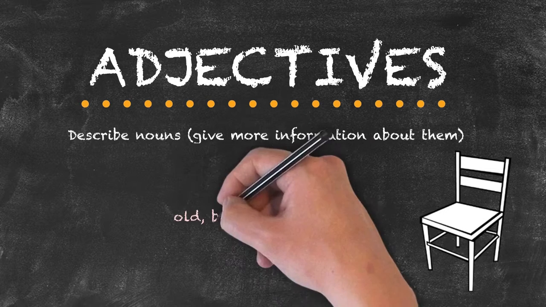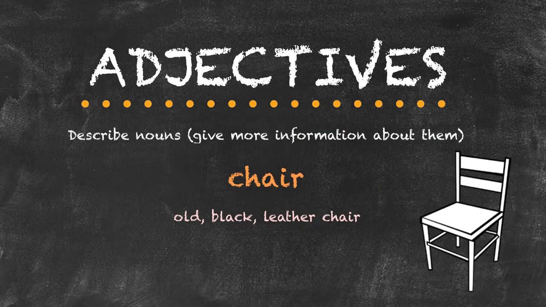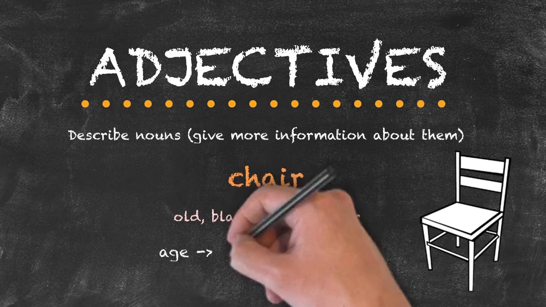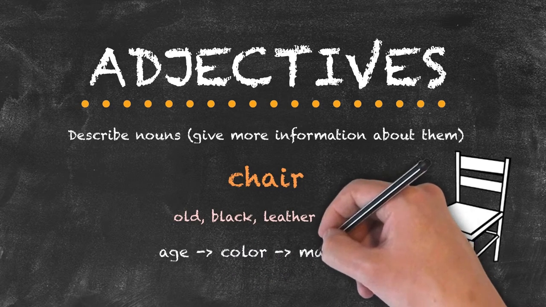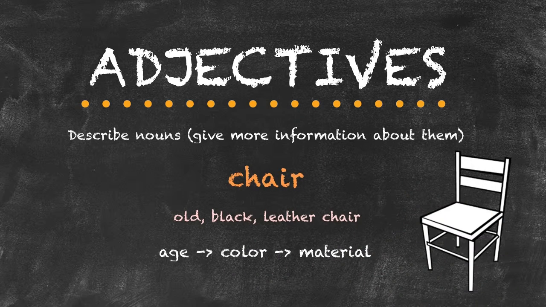So, I could say I have an old black leather chair. Here, we have to be concerned about the adjective order. In this instance, I started with age, as age typically goes before color. And then I used a color to go before the material. This is a certain pattern. Depending on the adjectives you want to use, you always have to use certain patterns which you'll need to be aware of when teaching your class.